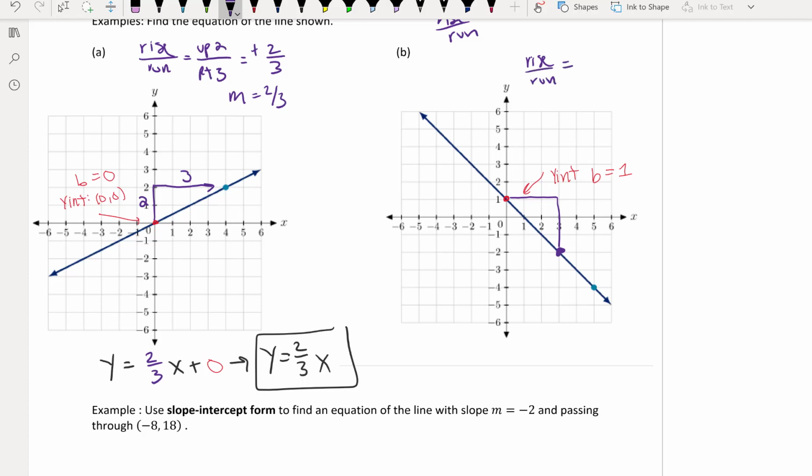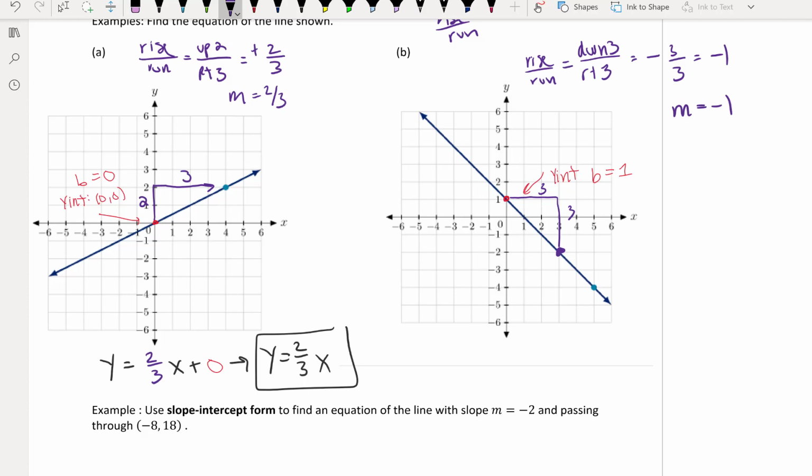It looks like I'm running, right? 1, 2, 3. So I went to the right 3, and I went down 1, 2, 3. Well, since I went down and to the right, that's a negative 3 over 3, which ends up becoming a negative 1. So my slope here is a negative 1, which means I have a negative slope.